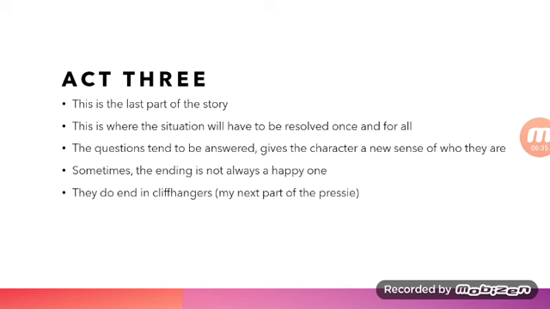So this is the last part of the story, which is called Act 3, of course. And this is where the situation would have to be resolved once and for all. So there's no way. That's how you normally end a story. You need to learn how to end a story in a way that you should make sure you end the story well. You know, the climax is always the important bit as well. It depends how you end the story. So questions tend to be answered, giving the character a new sense of who they are.